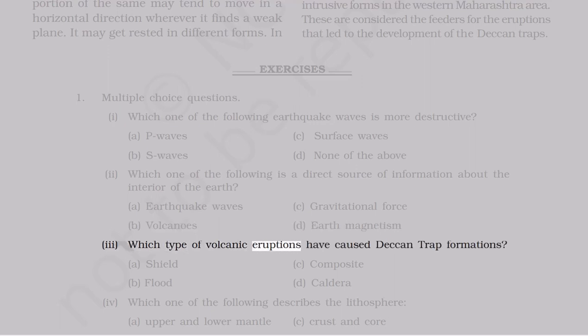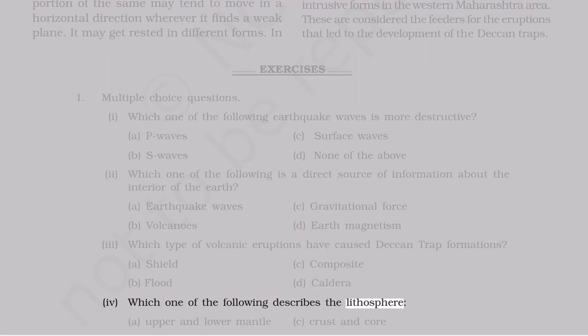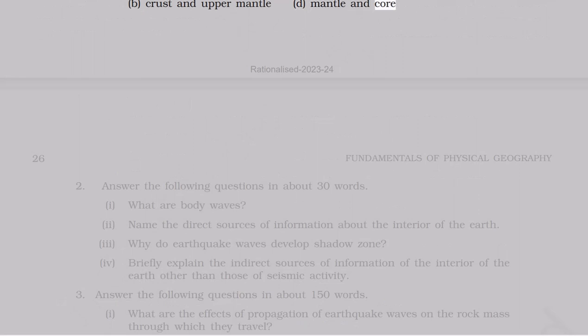3. Which type of volcanic eruptions have caused Deccan Trap formations? A. Shield, C. Composite. B. Flood, D. Caldera. 4. Which one of the following describes the lithosphere? A. Upper and lower mantle, C. Crust and core. B. Crust and upper mantle, D. Mantle and core. Rationalized 2023-24. 26 Fundamentals of Physical Geography.